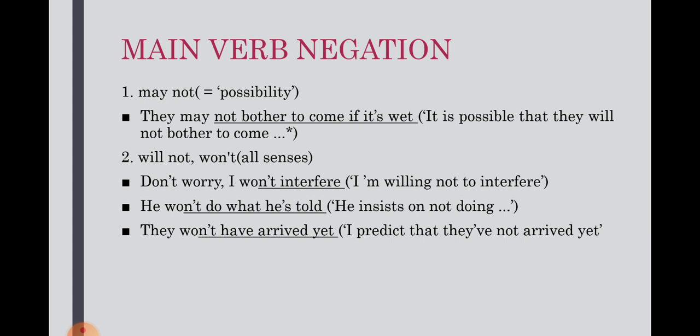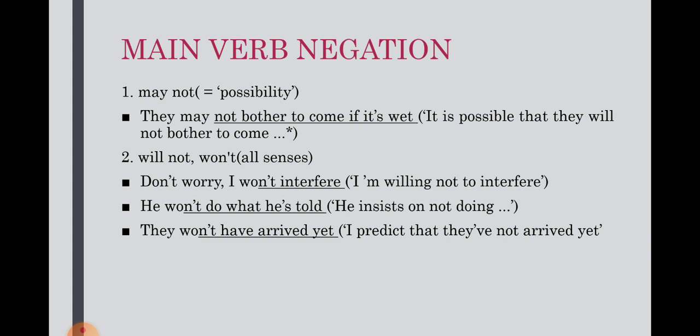We did not negate the meaning of possibility. It is possible that they will not bother to come, etc. Will not or won't in all senses. So whenever we use will in negative form, this means that it is outside the scope of negation. Don't worry, I won't interfere. So this means that I am willing not to interfere. So my will is not to interfere.